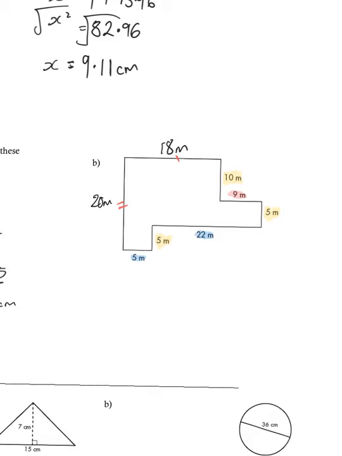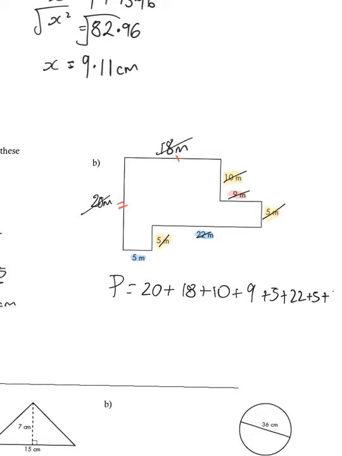Cool. All right, now what we're going to do is just add up all of those lengths. So perimeter equals, and you can start wherever you want. 20, I'll just cross them off as I go just to make sure I don't count something twice. Plus 9, plus 5, plus 22, plus 5, and plus another 5.